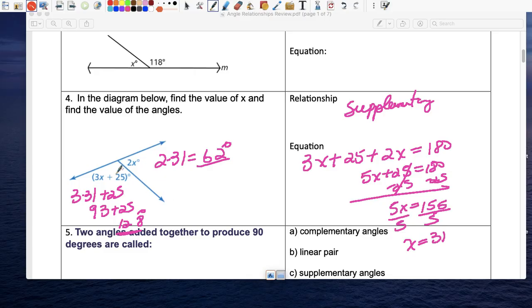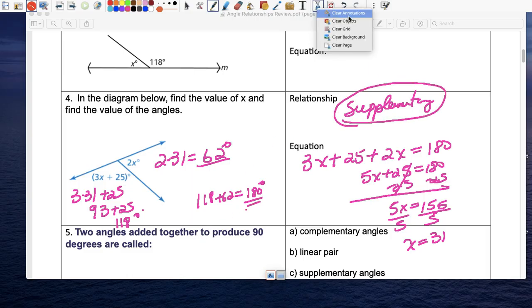Did I multiply something wrong? One second. Did I subtract something wrong? 7 minus 2 is 5. Oh yeah, this is supposed to be 118, sorry. 118. Now, if I add 118 plus 62, do I get 180? Yes. And they should equal 180 because they are supplementary.